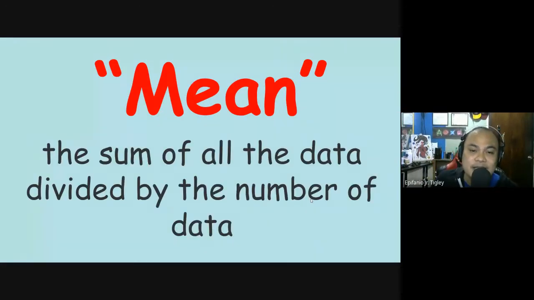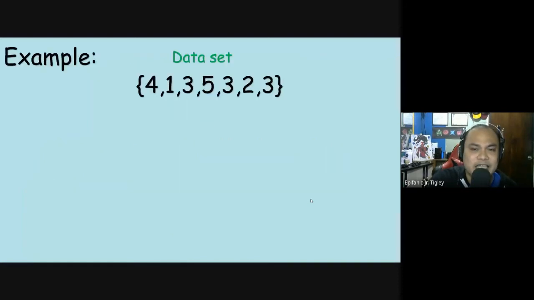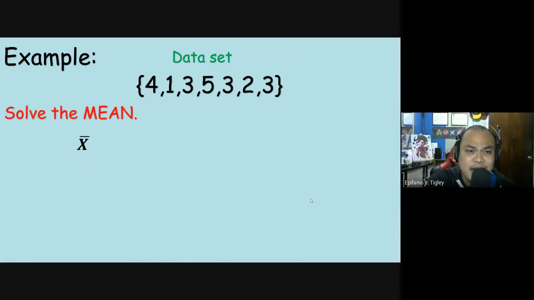The mean is simply the sum of all the data divided by the number of data. You add all the numbers there, divided by how many numbers are being added. Okay, let's have an example. We have here a data set: 4, 1, 3, 5, 3, 2, and 3. So to get the mean, how do you solve the mean? This is the symbol for the mean, by the way. When you have an X bar on top of it, that is the symbol for the mean. Take note of this formula: sum of the values divided by the number of values. What are the values in the data set?